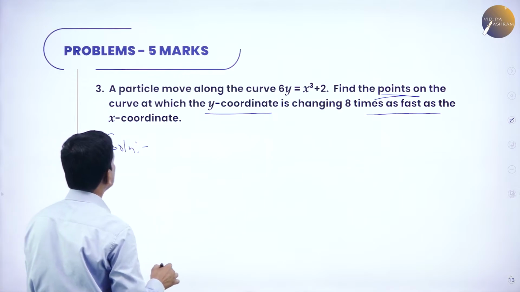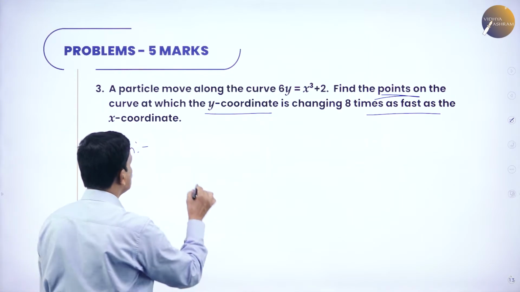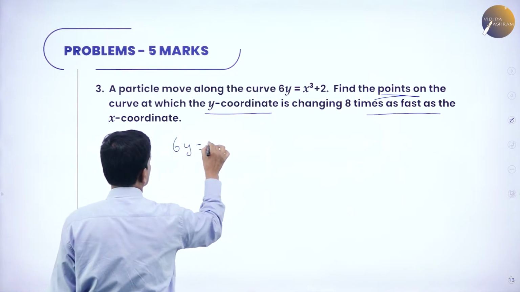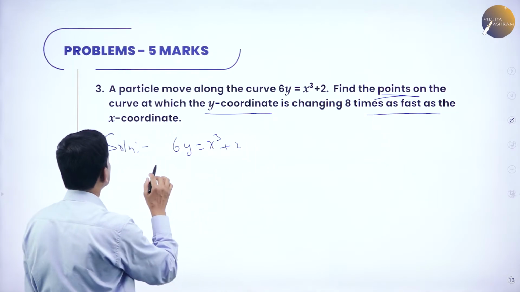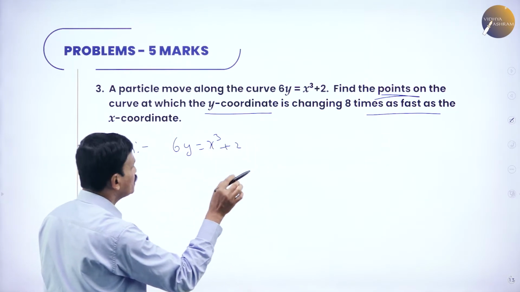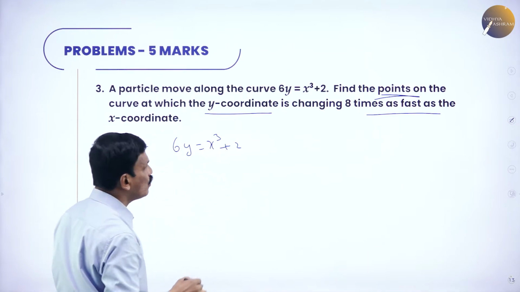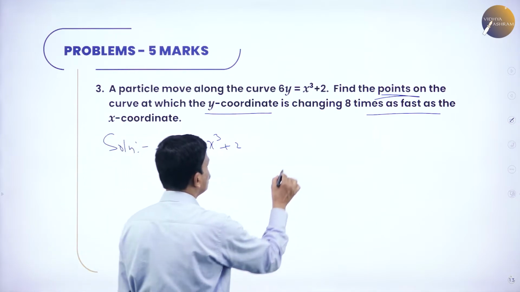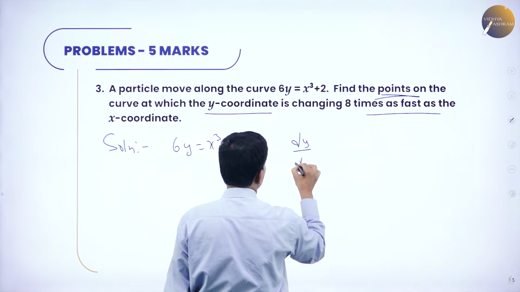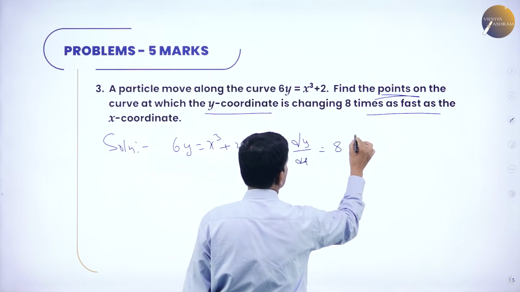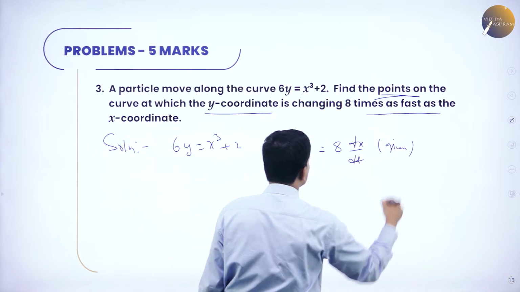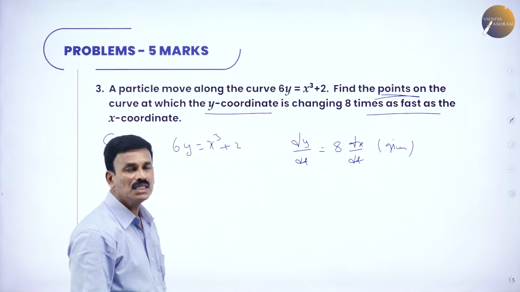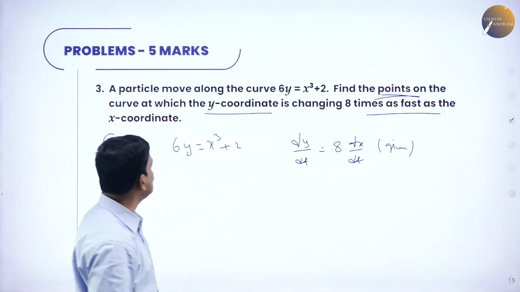What is given? A particle moves along the curve given by 6y is equal to x cube plus 2. Okay, find the point on the curve at which the y coordinate is changing. That means this is given: dy by dt is equal to 8 times as fast as the x coordinate. This is given. dy by dt is equal to 8 into dx by dt.